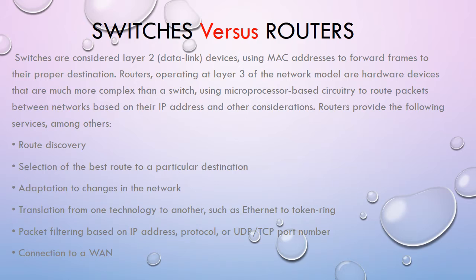Routers provide the following services, among others: route discovery, selection of the best route to a particular destination, adaptation to changes in the network, translation from one technology to another such as Ethernet to Token Ring, packet filtering based on IP address, protocol, or UDP or TCP port number, and connection to a wide area network, or WAN.